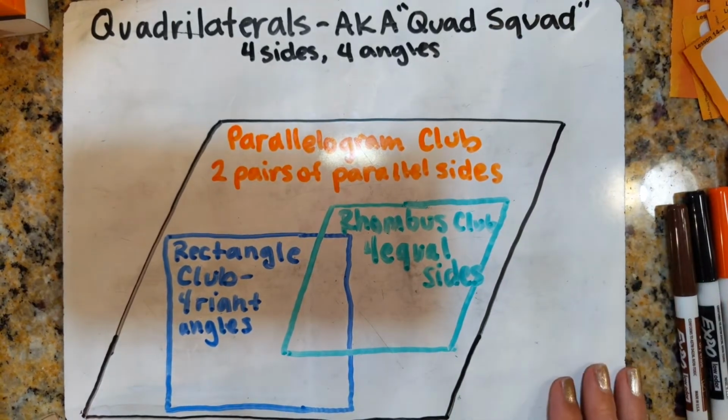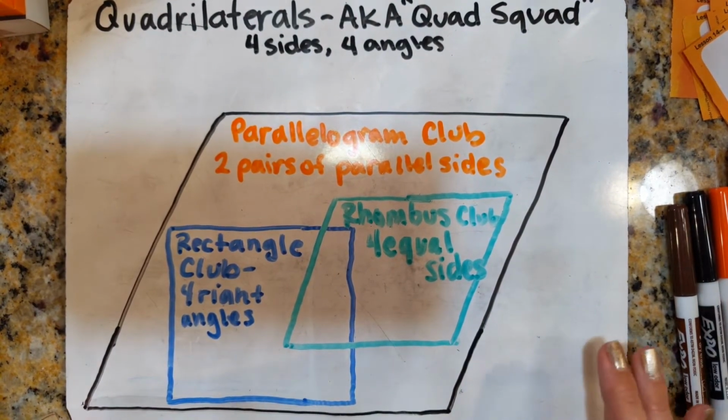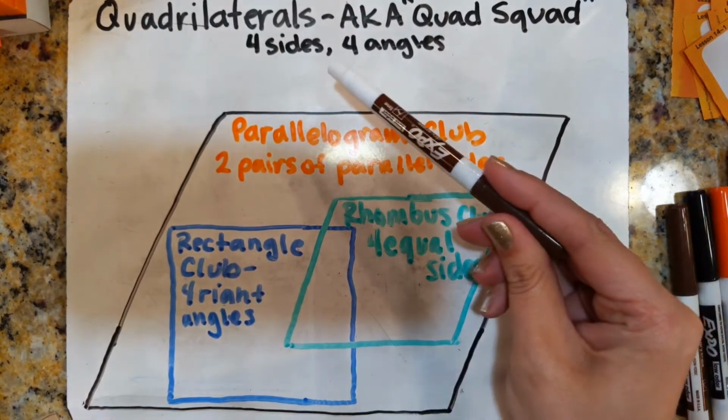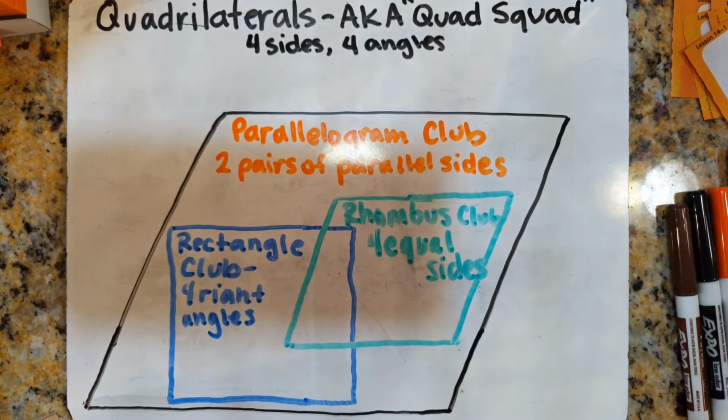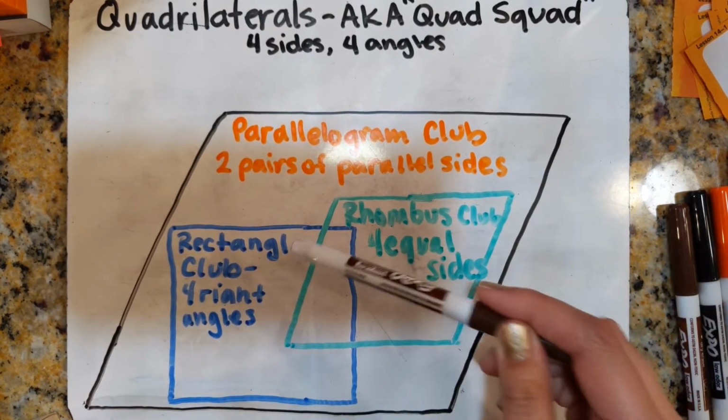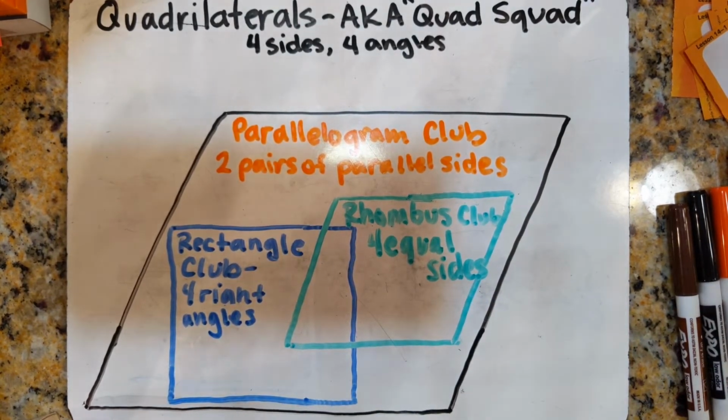Quad means 4. This is our quad squad and where everything is going to kind of land. So a quadrilateral has to have 4 sides and it has to have 4 angles. Okay? And within that, we can have parallelograms, rhombus, lots of different things. So let's work on classifying a couple of these guys.